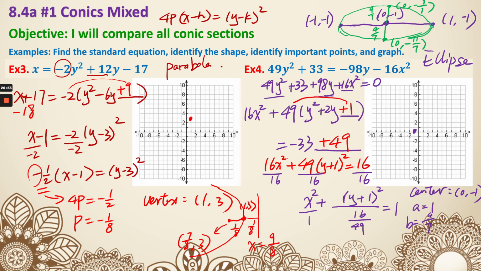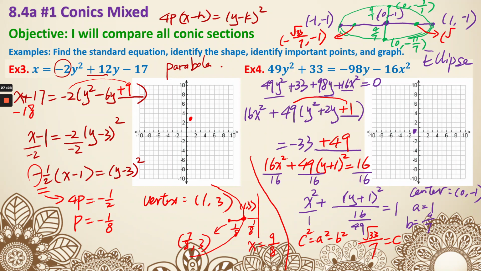And you will be able to find the foci by moving from the 0, negative 1 to get them. The focus in this case is slightly more complicated. So my C squared, remember, is going to be A squared minus B squared. So in this case, it's going to be 1 minus 16 over 49. So it's going to be the square root of 33 over 7 for my C. So that means this point is going to be negative square root of 33 over 7, negative 1. That point is going to be square root of 33 over 7, negative 1. So that is example 4. That is a bit more complicated.